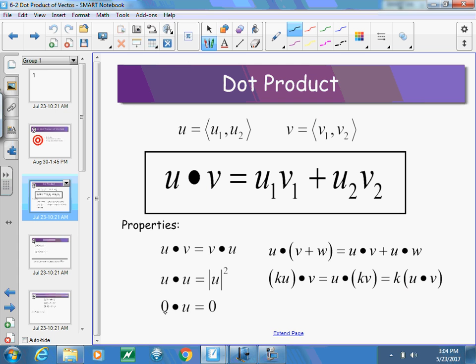0 dot any vector is always going to be 0. And then you can use your distributive property as well. So u dot the sum of vector v and w, you could take u dot v plus u dot w. And then your scalar multiples here too, ku dot v, we could rewrite that as u dot kv, or you could do u dot v times k. So just some different properties that are being used.